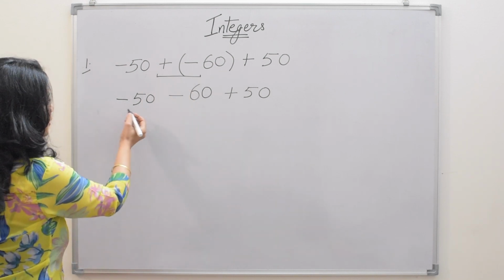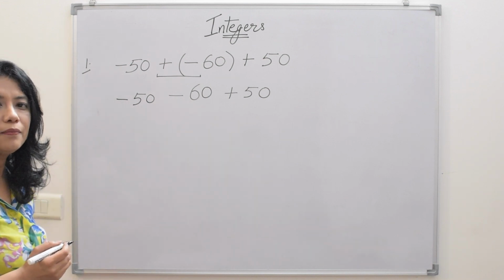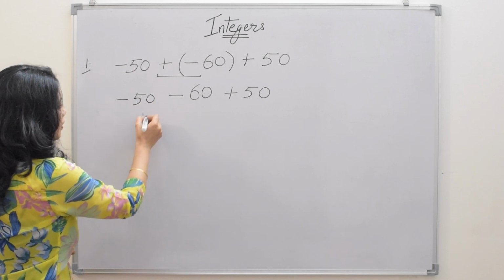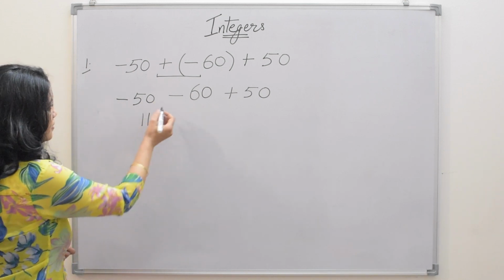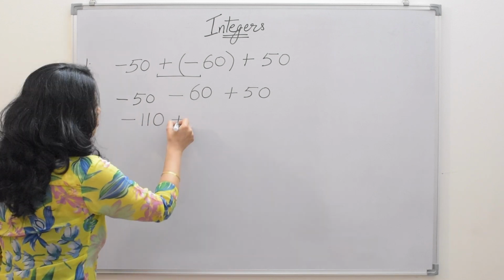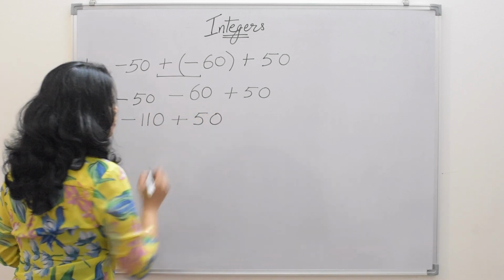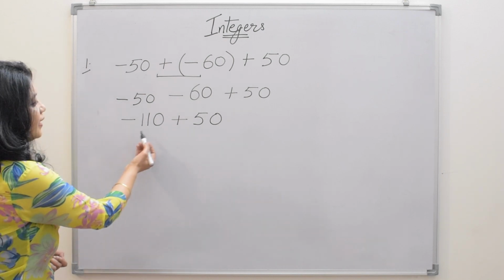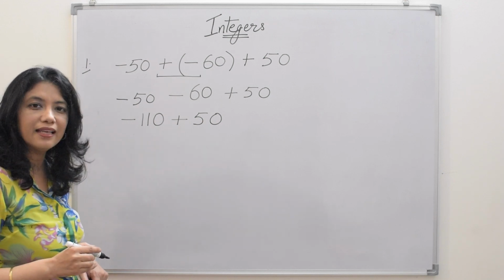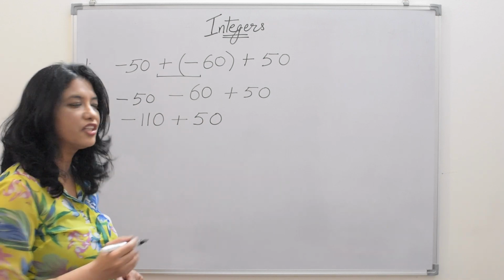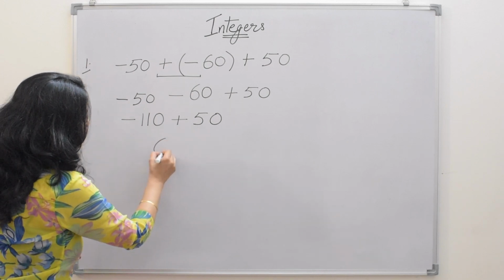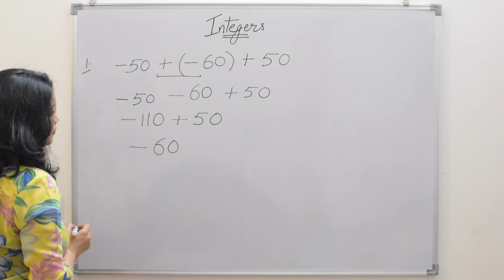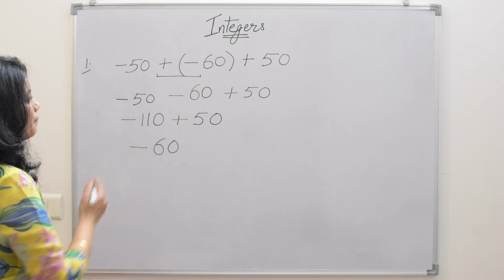Now we will solve it further. These two are the same type of numbers. Same type of numbers means addition. So when we add them, we get 110. Sign of the bigger number, this we will place, plus 40. Now here we have both different types of numbers, one negative, one positive. So we will subtract them. Different type of numbers means subtraction. When we subtract them, we get 60. Sign of the bigger number is minus. So our answer is minus 60.